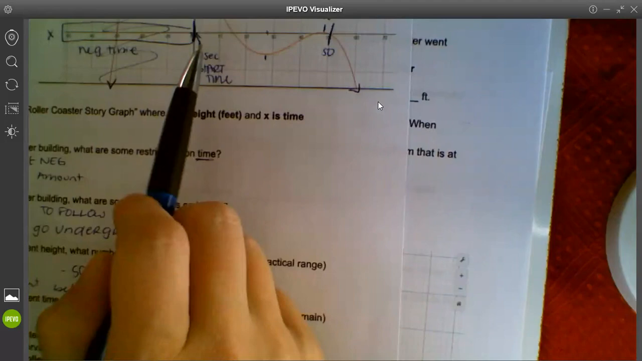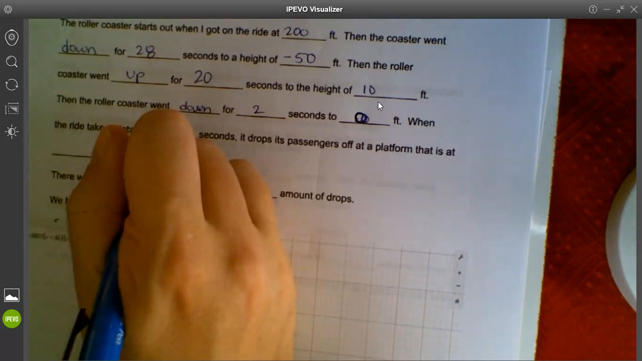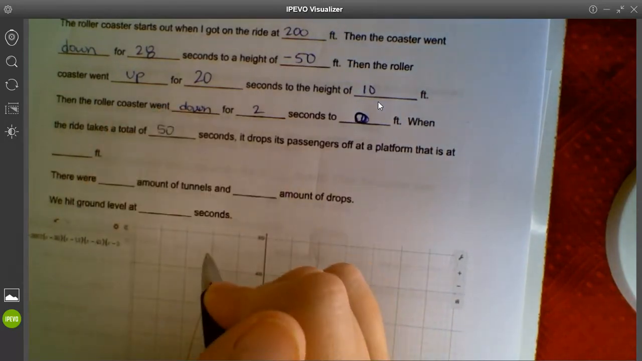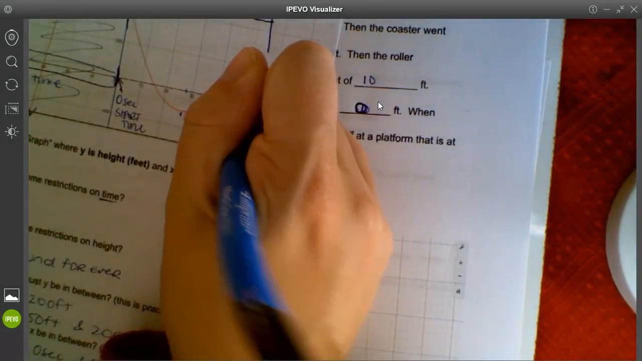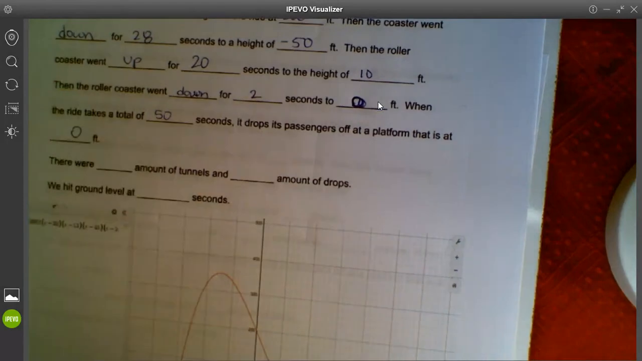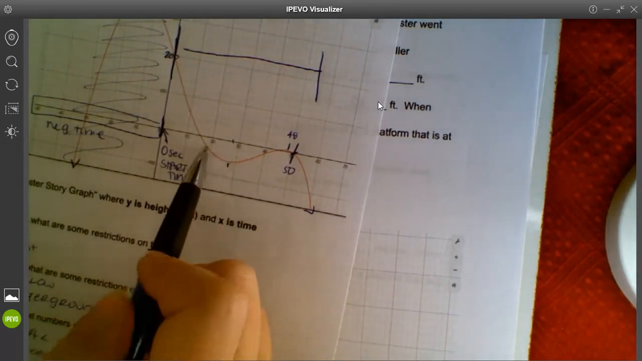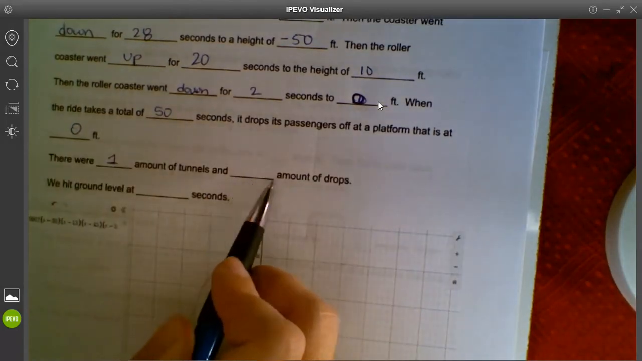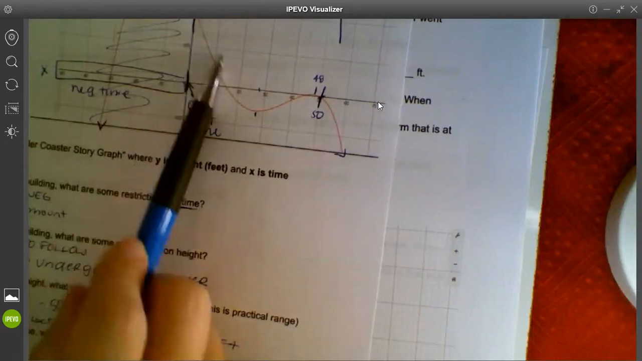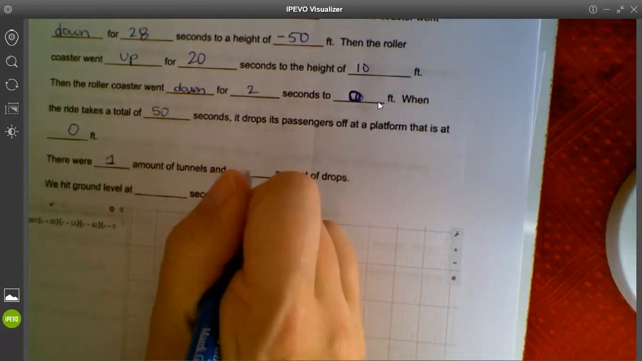How long did the whole coaster ride take? Well, it went from 0 to 50, so it took 50 seconds. And it drops passengers off at a platform that is, well, look, at 50 seconds I stopped right on the ground level, so that's 0 feet. How many tunnels were there? Well, I only went underground once, so there was 1 tunnel. And blank amount of drops. How many times did I drop? I dropped once, and I dropped a little 10 feet there, so I dropped twice.